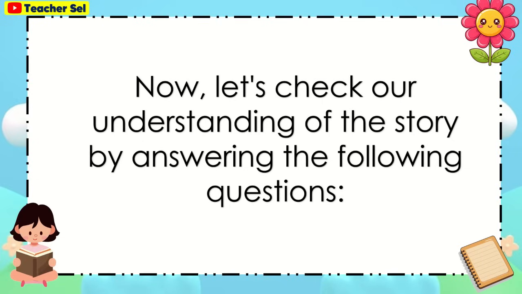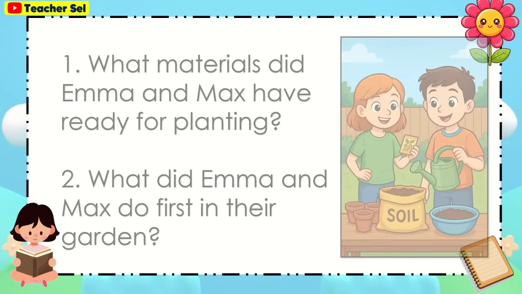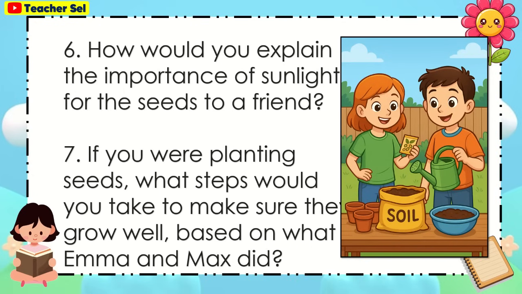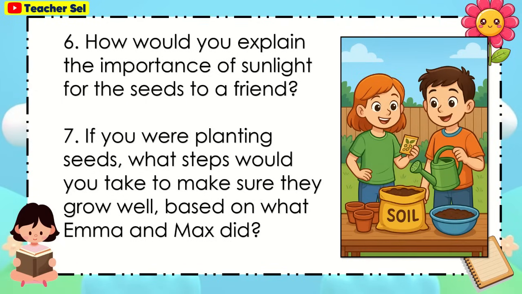Now, let's check our understanding of the story by answering the following questions. What materials did Emma and Max have ready for planting? What did Emma and Max do first in their garden? How would you explain the importance of sunlight for the seeds to a friend? If you were planting seeds, what steps would you take to make sure they grow well, based on what Emma and Max did?